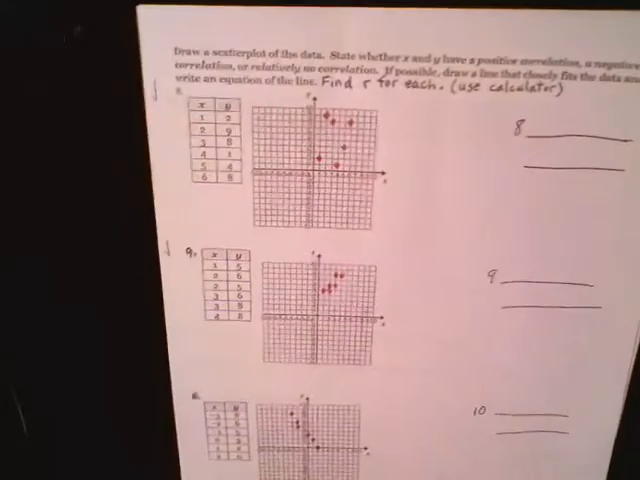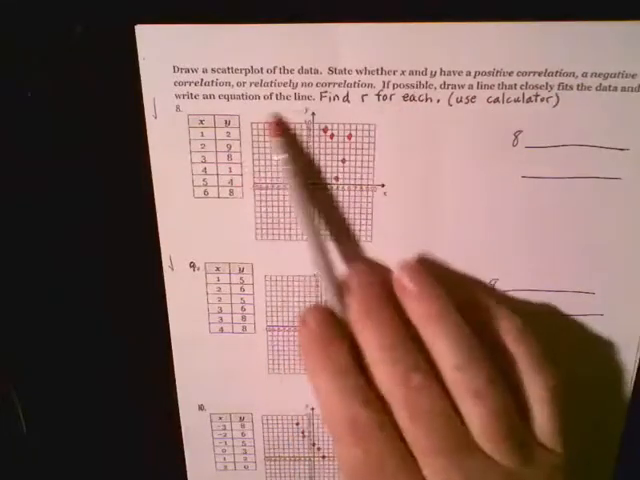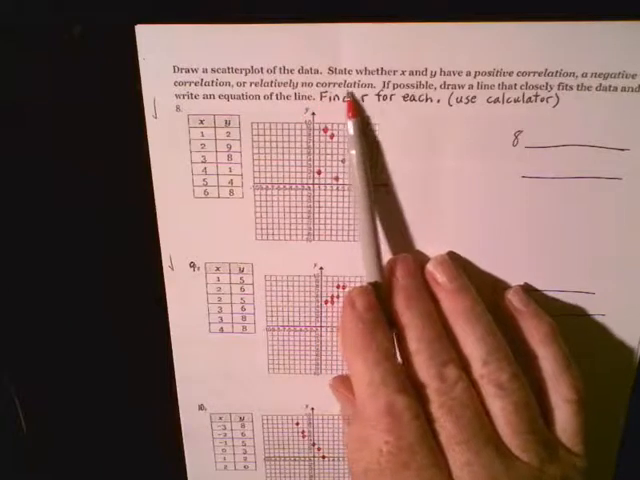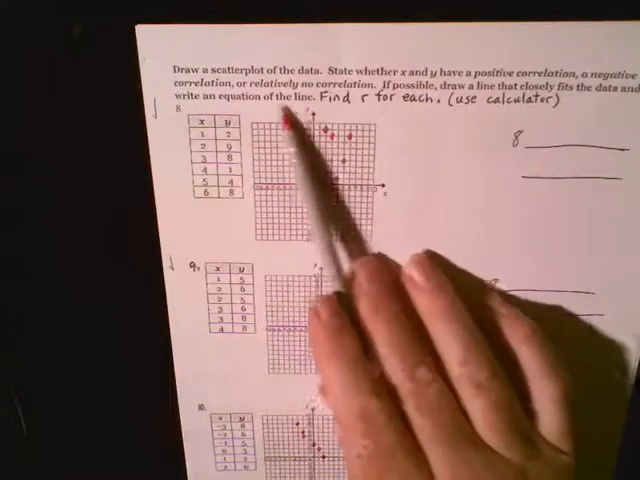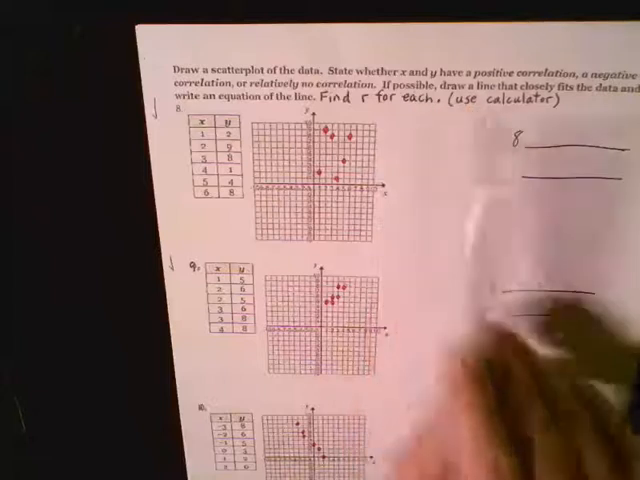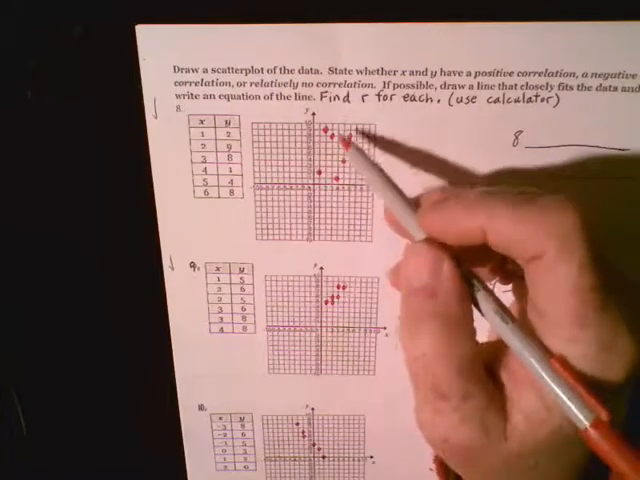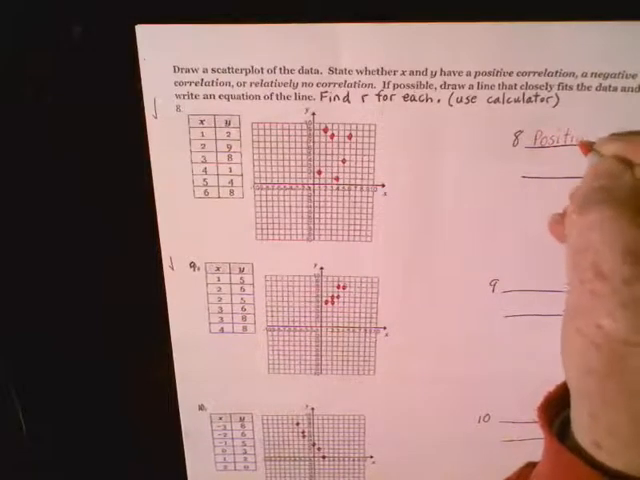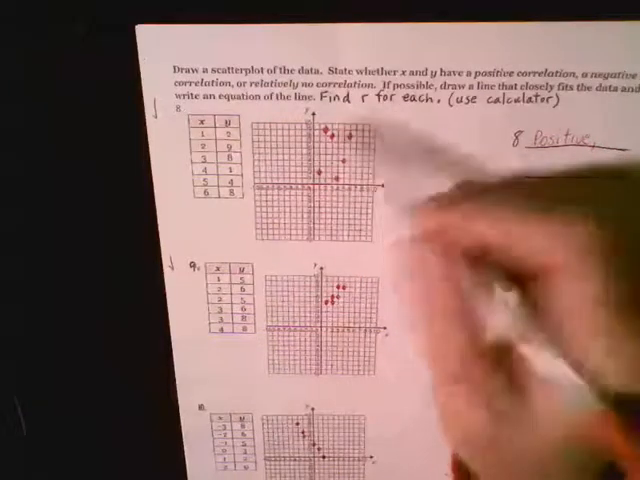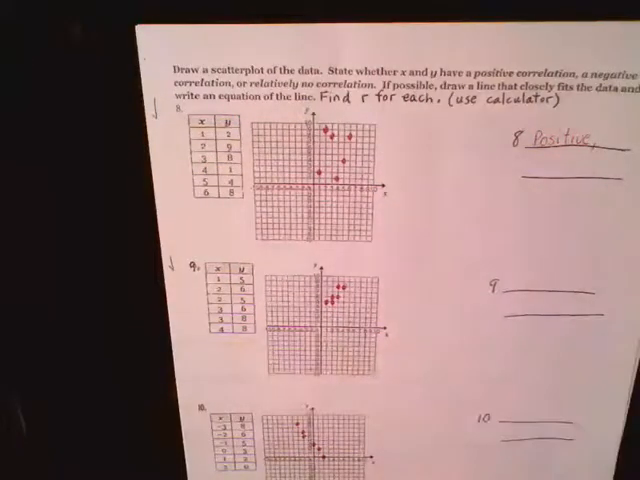All right, on this second page, they want us to state whether it's positive correlation or negative correlation. If possible, draw a line that closely fits. So draw the line of best fit or linear regression line. Write an equation of the line and find r, and we're going to use our calculator for that stuff. But just looking at this one, it looks like maybe it has a positive correlation. If you put negative on that, I probably wouldn't mark it wrong, because it doesn't really look like there's any correlation to these points. They sort of look like they're scattered all around. And with only 6 points, it's sort of hard on all of these, but we'll just go with it.